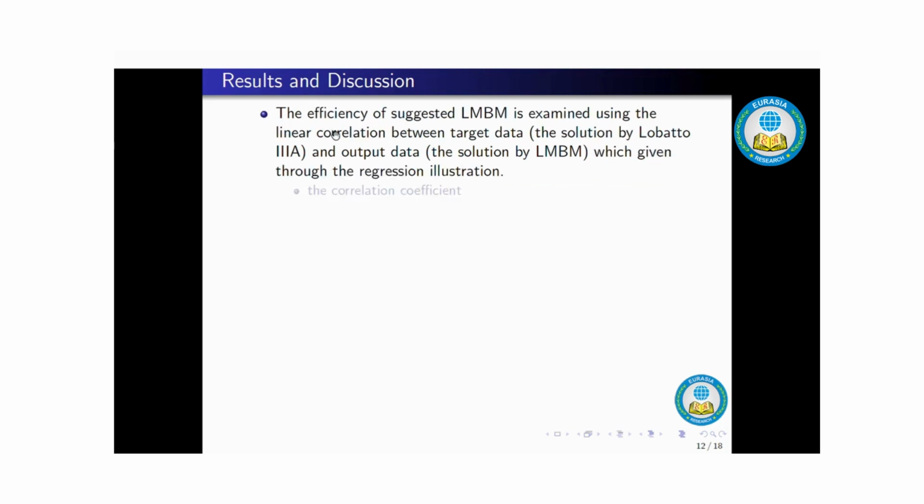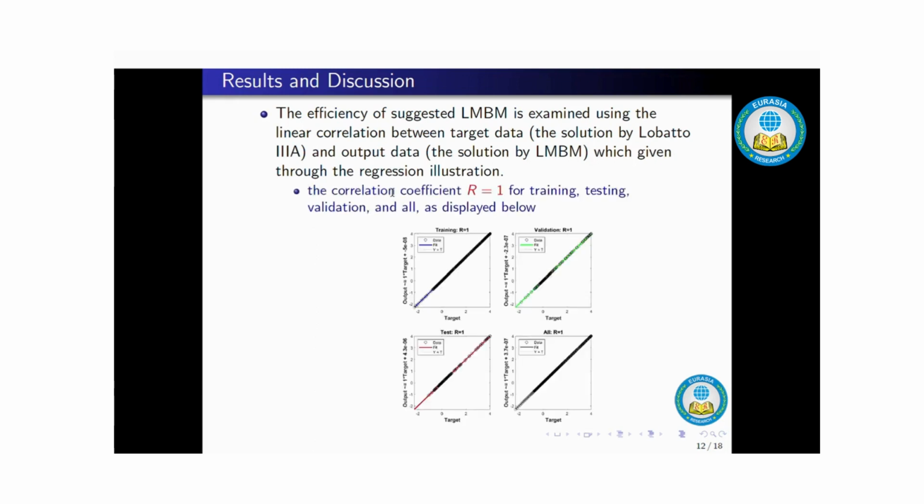The second one, the efficiency of the suggested LMPM is studied using the linear correlation or relationship between target data and output data, which is given through the regression illustration. We have here the correlation coefficient R equal to 1 in training, testing, validation, and the whole process, as displayed here.